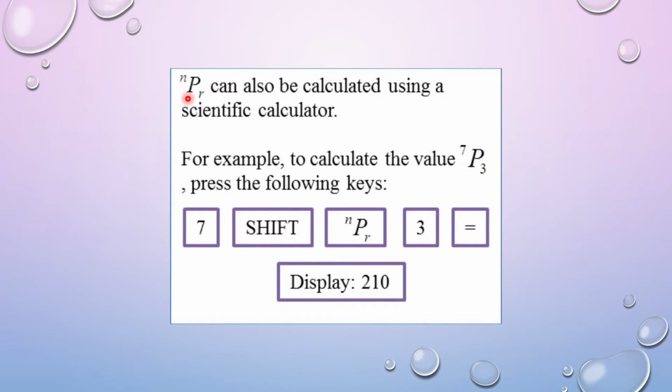So as I said just now, the value of nPr can also be calculated using a scientific calculator. For example, if you want the value of 7P3, press the following keys. 7, and then press Shift nPr, which is above the multiply operation. Then press 3, equals. So your answer will be 210.